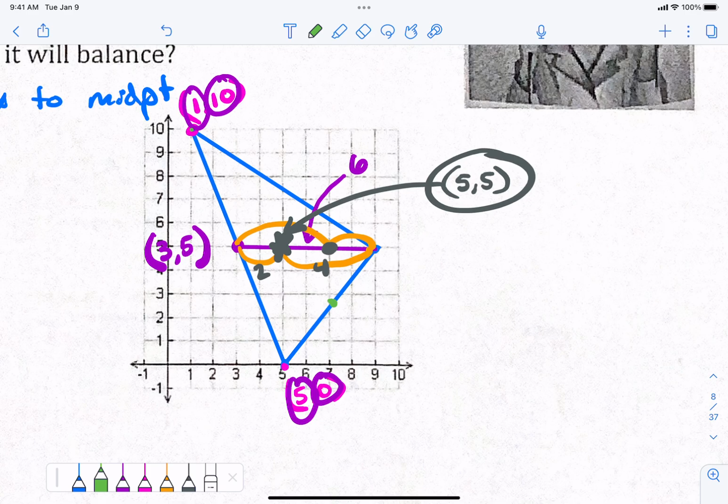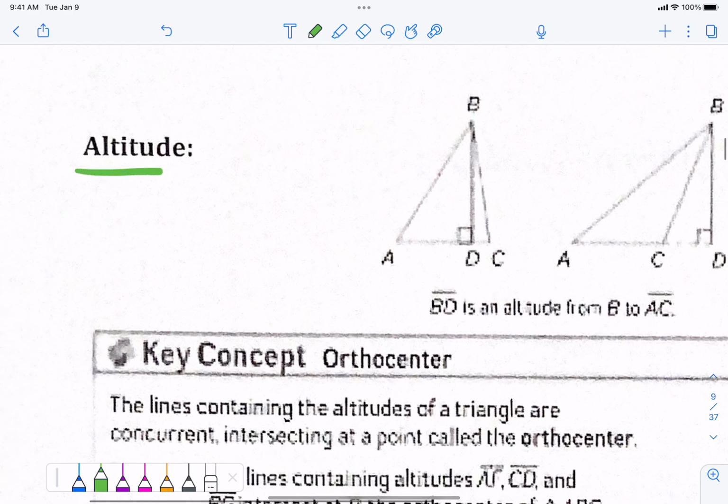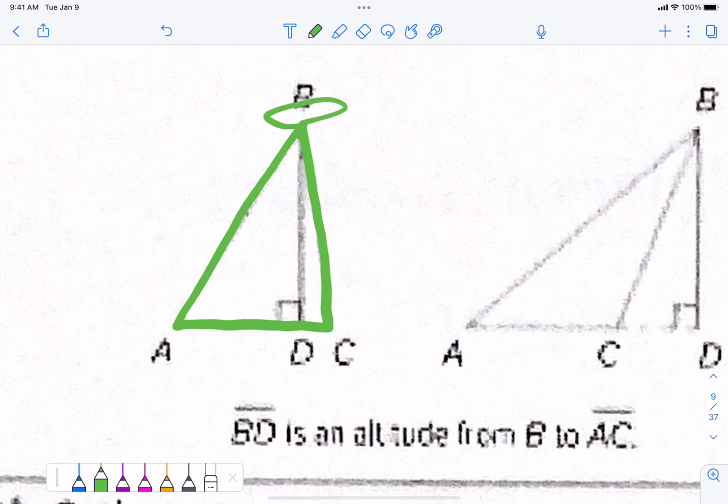Good? All right, let's talk about orthocenter. Real quick, at the top of your paper, orthocenter, we're talking about altitudes. Again, I'm going to make you draw one of them for your test. So if we take a look at this triangle right here, B is like my little airplane, and we draw him straight down, and he's an altitude.